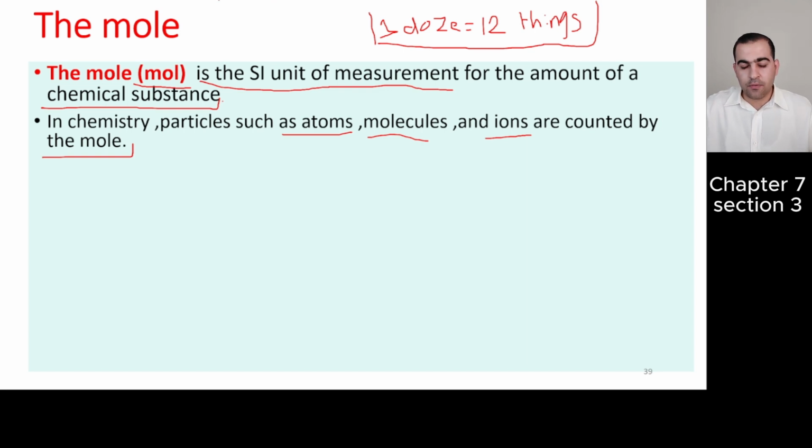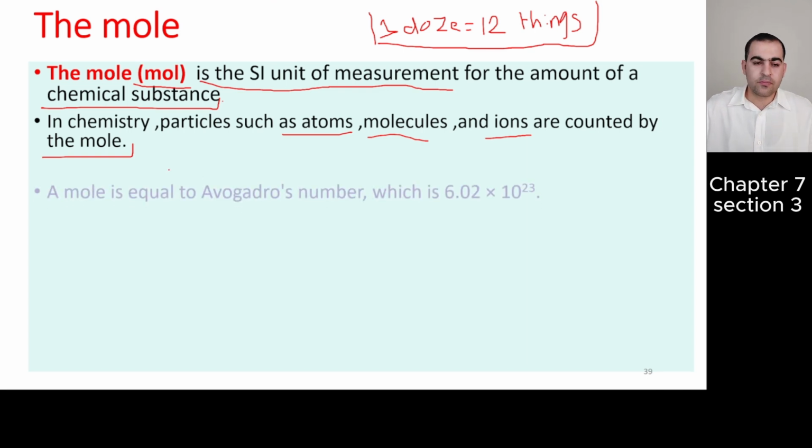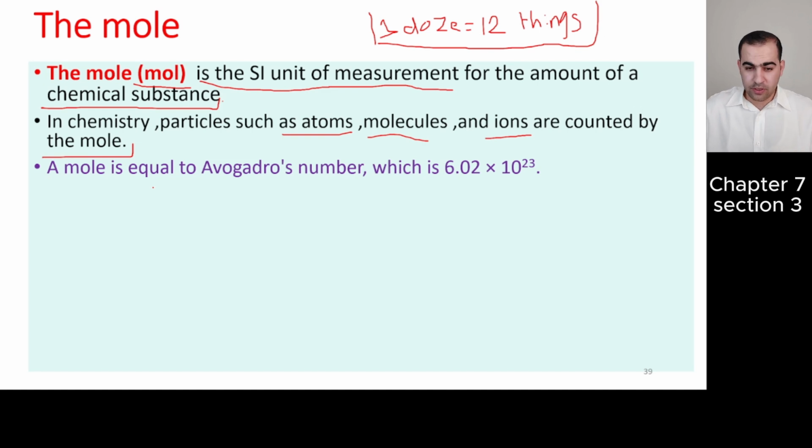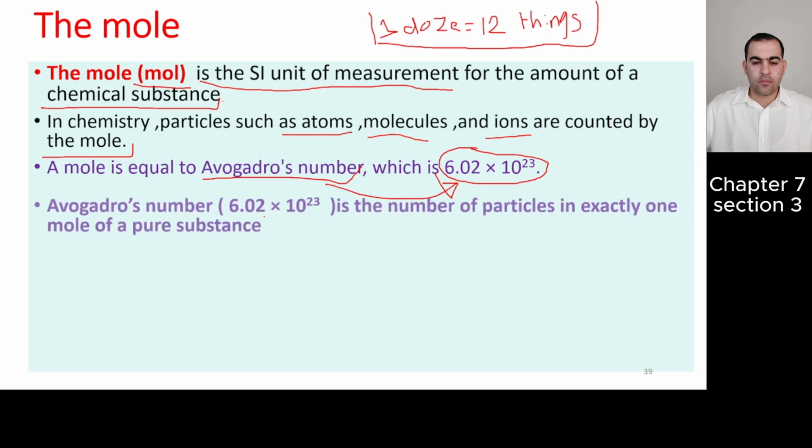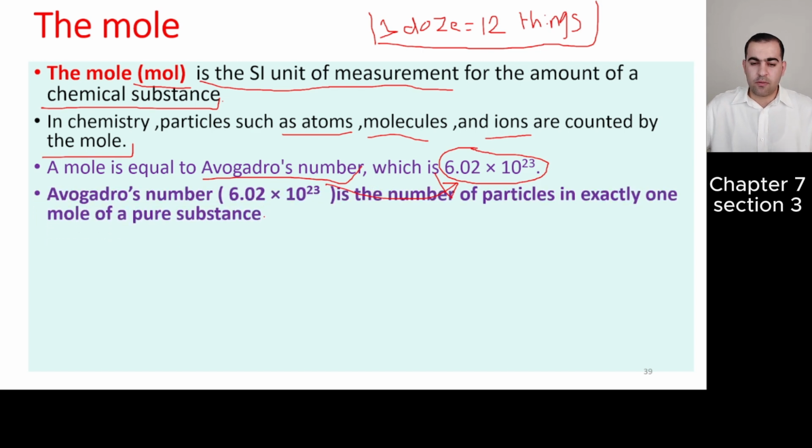So we use the mole. 1 mole in chemistry equals Avogadro's number, which is 6.02 times 10 to the power 23. This is 1 mole. 1 mole equals Avogadro's number. What's Avogadro's number? It is the number of particles in exactly 1 mole of a pure substance. This is the definition of Avogadro's number.